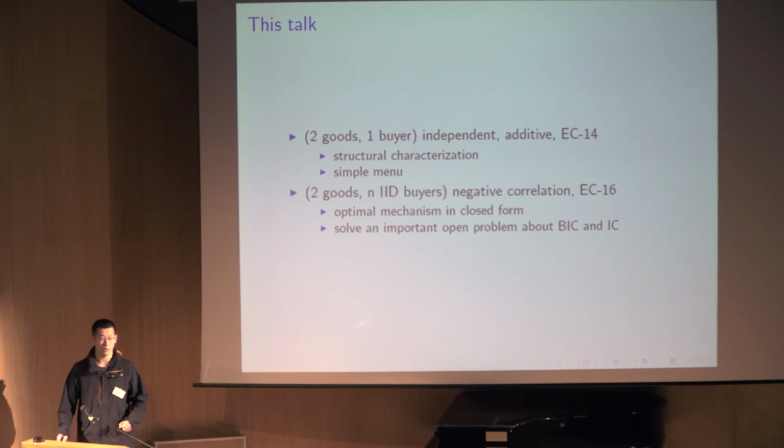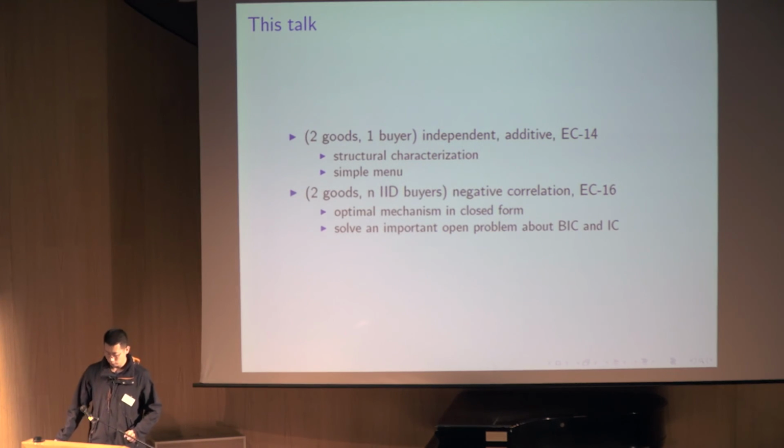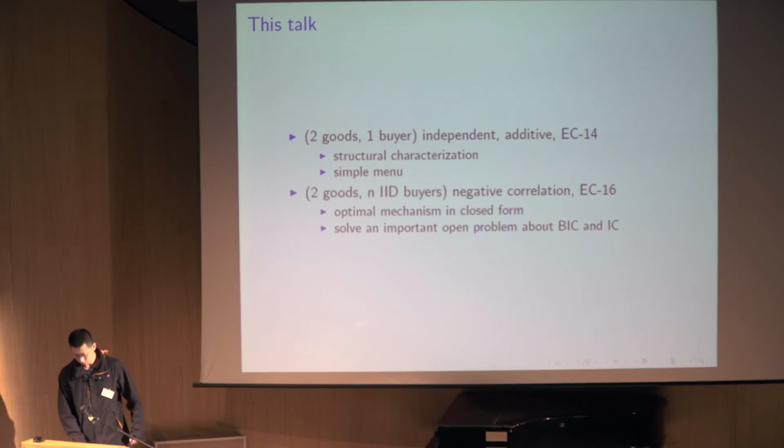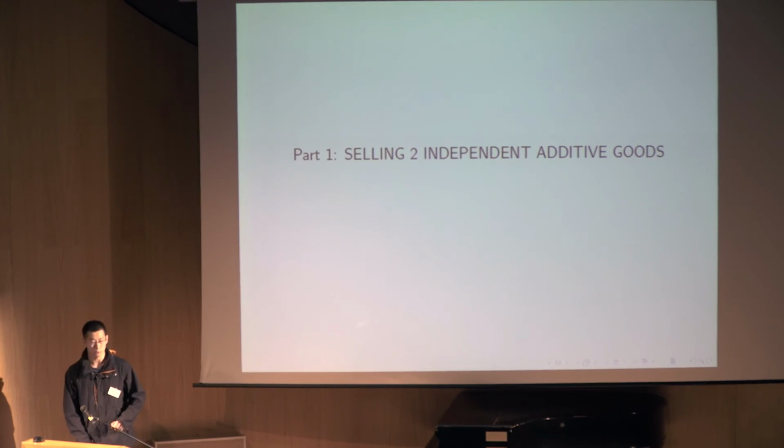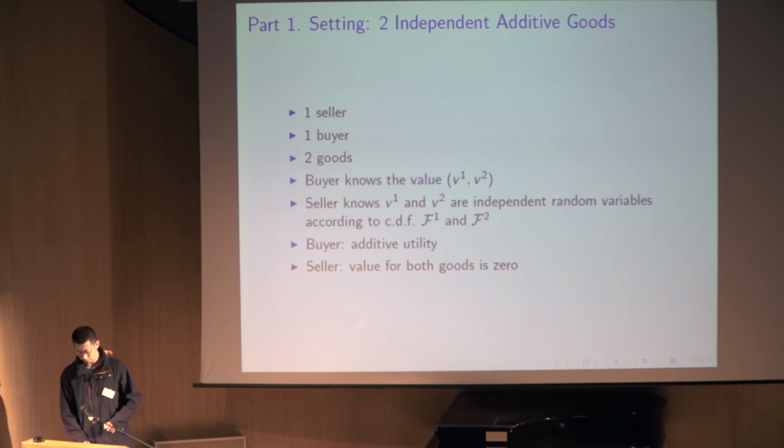In this talk, I will introduce two of my works. First is selling two goods to one buyer, where the buyer has independent additive valuations. The second is selling two goods to n IID buyers, where each buyer has negatively correlated valuations. Let's see part one, selling two independent additive goods.